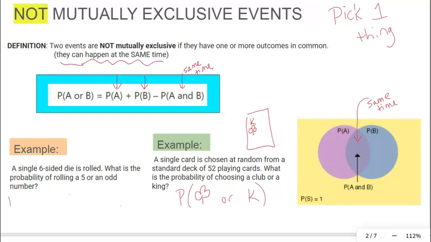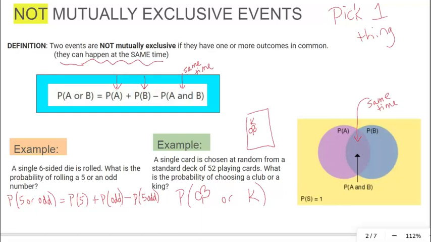So if I wanted the probability of getting a 5 or an odd, and let's say I couldn't just count up some of these events, the formula would be useful. So we're going to pick what's the probability to get a 5, what's the probability to get an odd number, and then we have to subtract when we counted it double. So the probability to get a 5 and an odd at the same time.